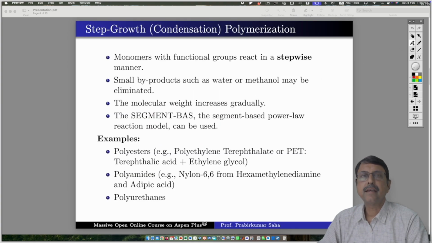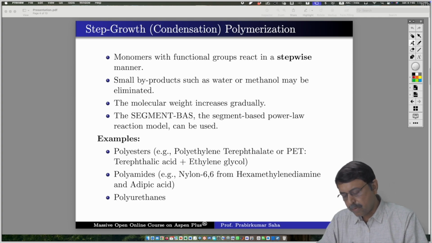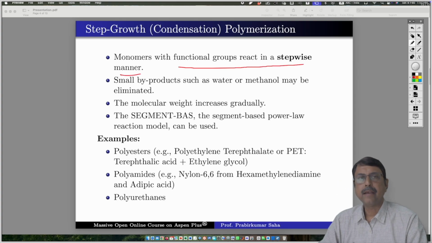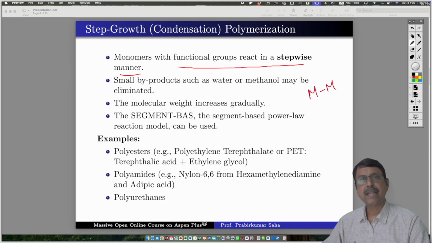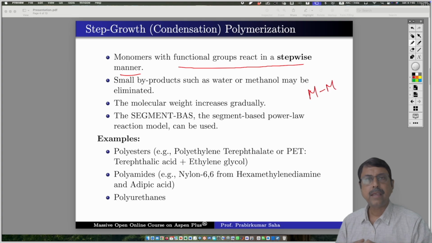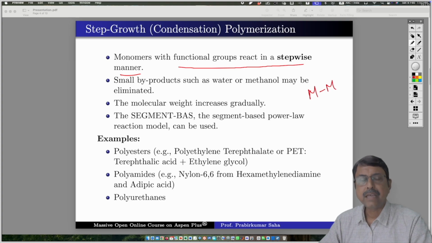First, let us understand the step growth polymerization. In step growth polymerization, monomers with functional groups react in a stepwise manner. That means when a monomer is attached to another monomer, they react and form a dimer. That way the entire liquid solution will be full of dimers, because every monomer will be reacting with another monomer and forming a dimer, right? And then the entire liquid will be full of dimers.